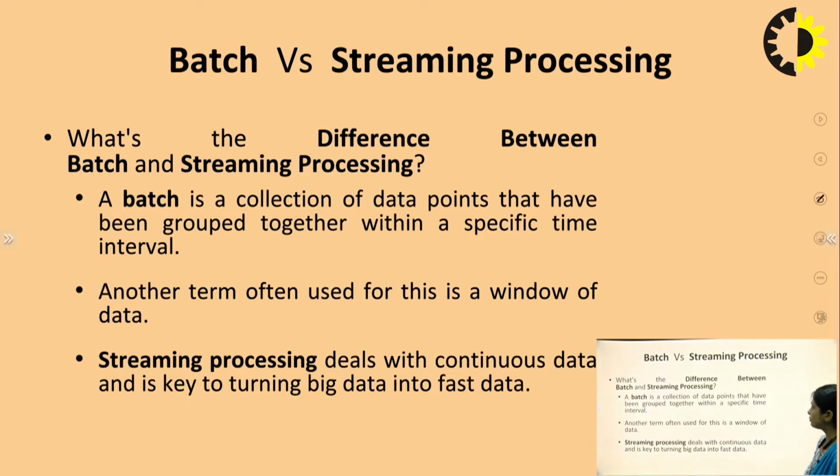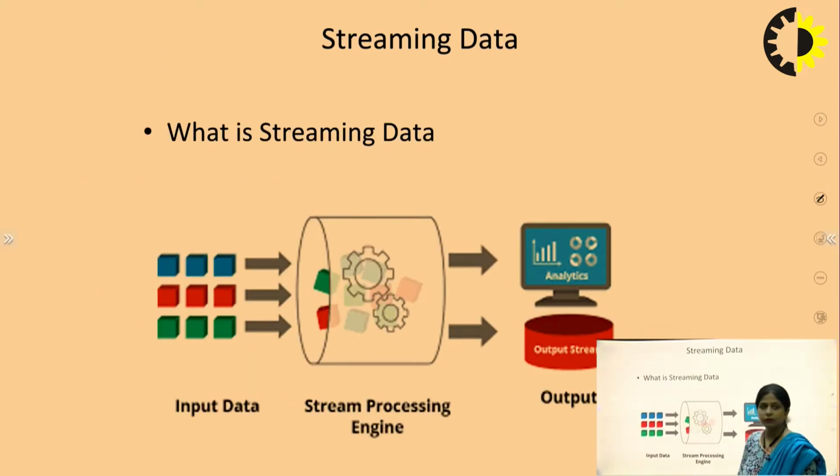A batch is a collection of data points that have been grouped together within a specific time interval, as we have discussed in the previous slide. Another term often used for this is a window of data, right? That's what we have discussed. Fine. So, what we can say, streaming processing deals with continuous data and is a key to turning big data into fast data, right? In a nutshell, these are the major differences between batch processing and stream processing, right? So, now the question arises, what is the streaming data?